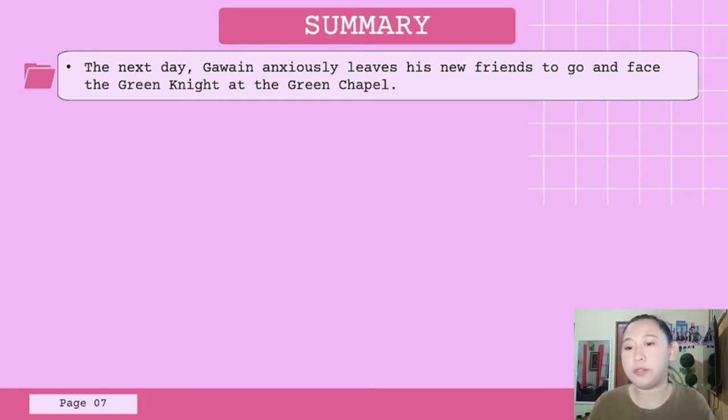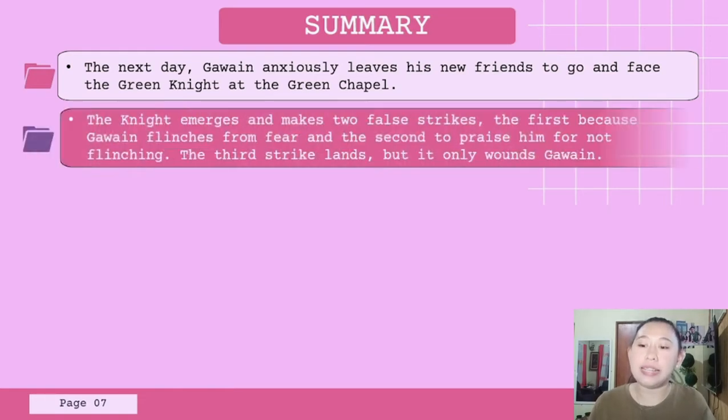Tall rocks obscure his view, but eventually he finds a grass-covered cave. He hears the knight sharpening his weapon inside and prepares himself. The knight emerges and makes 2 false strikes. The first because Gawain flinches from fear, and the second to praise him for not flinching. The third strike lands, but it only wounds Gawain.